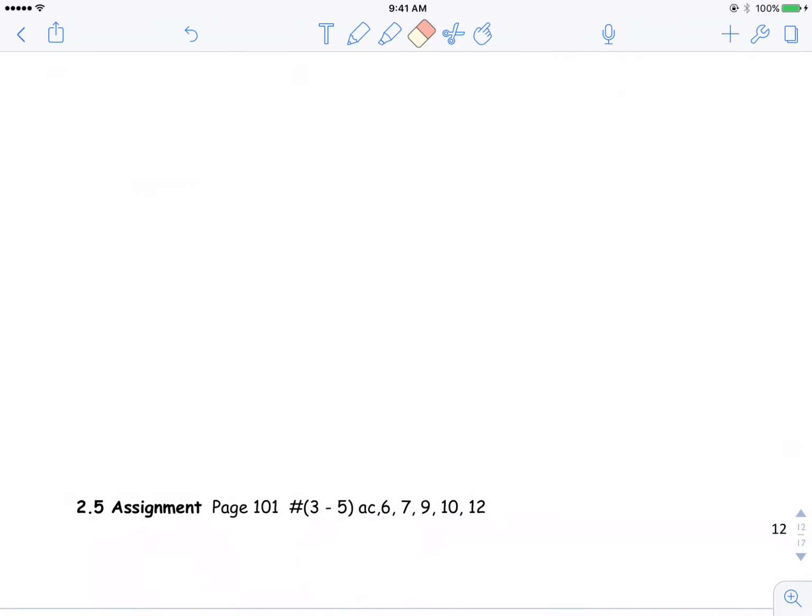And if you get there, 2.5 assignments are listed below. Remember, the only way that you can get proficient at these questions and these ideas is to practice, practice, practice.